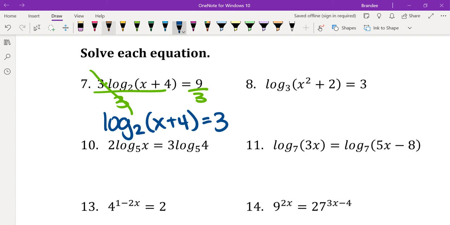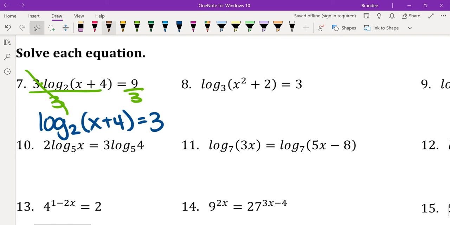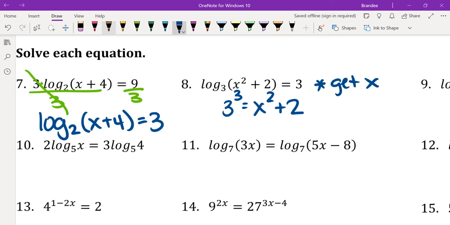And in number 8, you can right away go into exponential form and solve for x. But when you do that, you are going to get 3 cubed equals x squared plus 2. Your hint here, get x squared alone, and then you're going to square root. So don't panic because we have an x squared. Get it by itself and then square root.